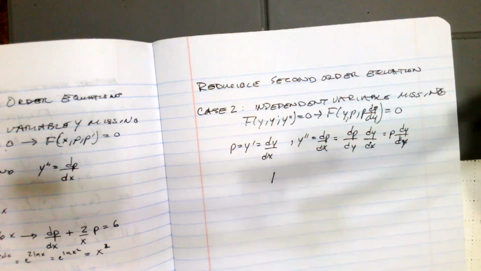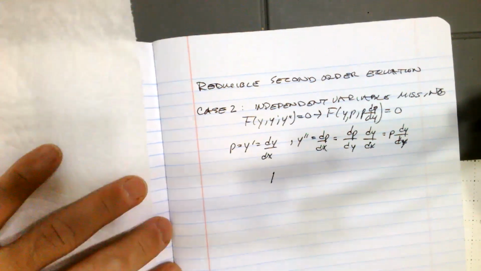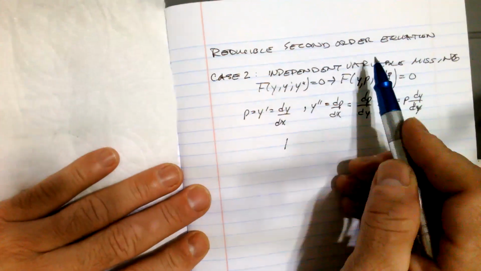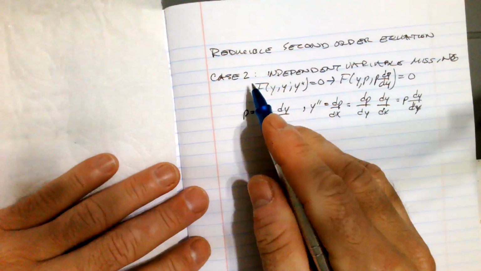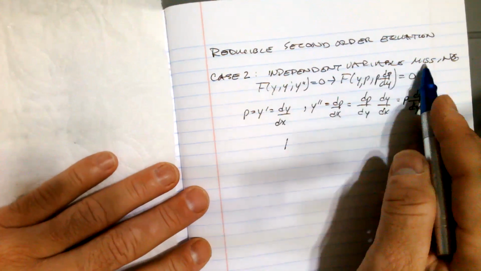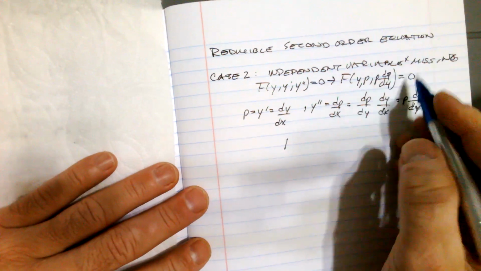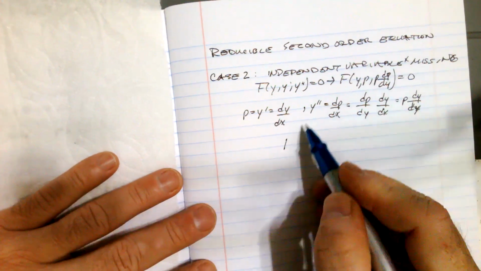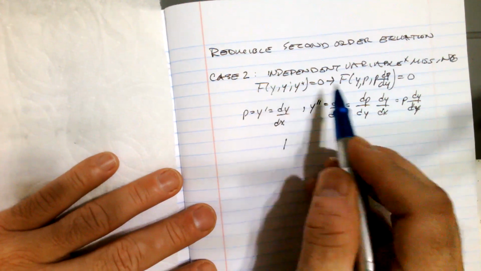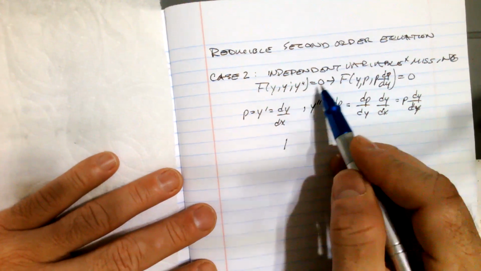All right. In our second example here, we're going to again look at reducible second order differential equations. And in this case, the second case, it's going to be the case where the independent variable x is missing. I guess I write that there. x is missing, which means we have a function of the form f of y, y prime, and y double prime is equal to zero, the homogeneous case.